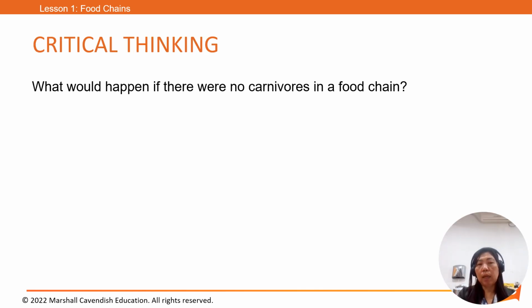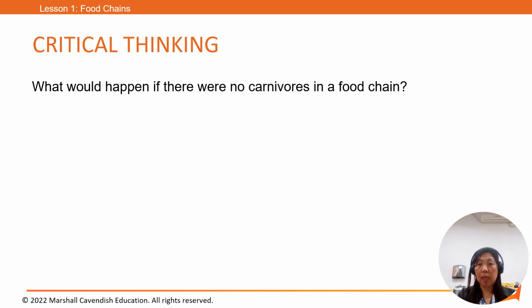Now let's do the critical thinking. What would happen if there were no herbivores in a food chain? Let's think about it. Definitely the number of herbivores would increase as there would be no more predators to eat the herbivores. The number of producers would decrease and there would be less food for the herbivores eventually.